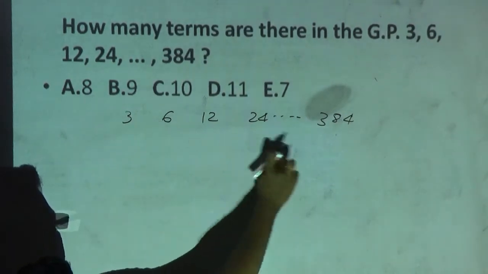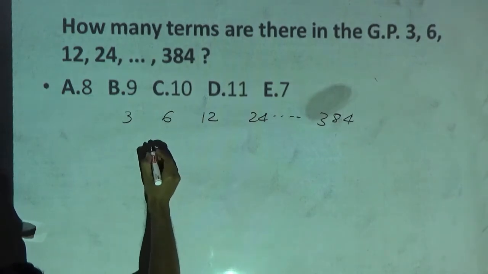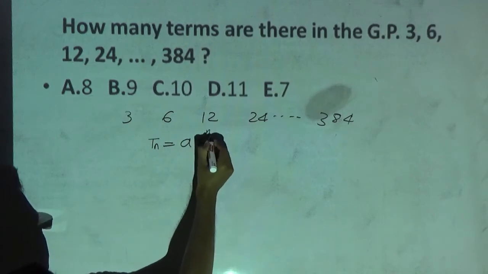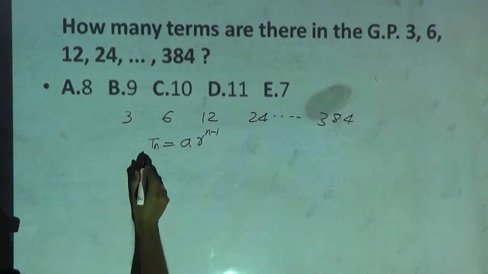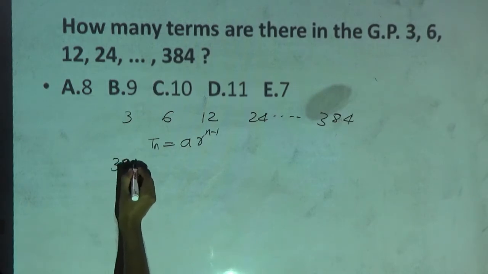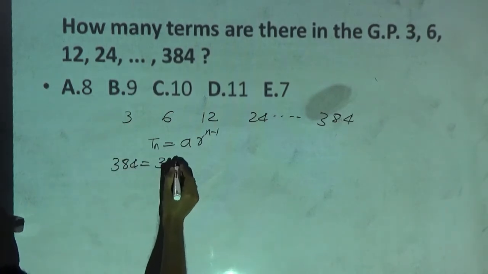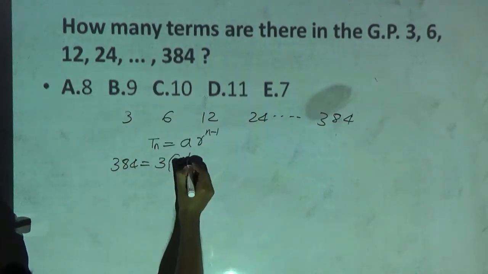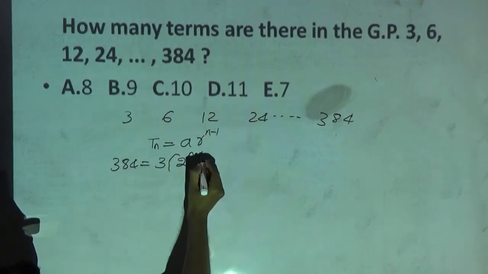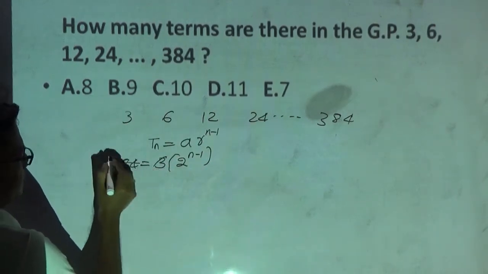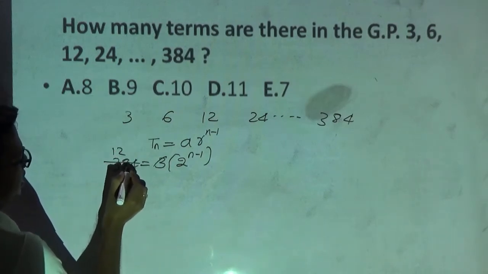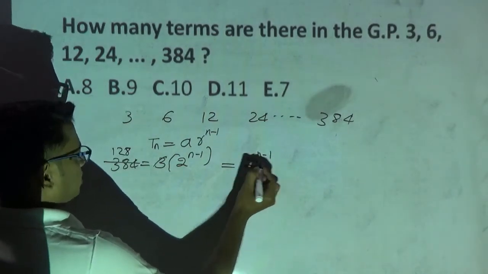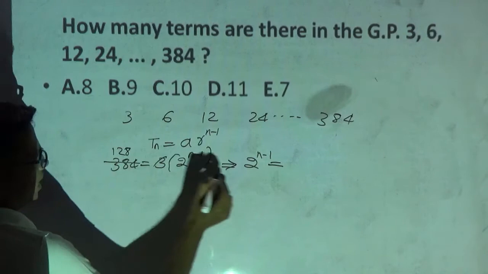Now, I need to find out how many terms are there here. I know the formula for a GP: the nth term, Tn, is given by A into r to the power of n minus 1. The nth term here is 384, which equals A, the first term, 3, into r, the common ratio, 2, to the power of n minus 1. N, how many terms, I don't know; that is what I need to find out. 3 into 2 to the power of n minus 1 equals 384, so 2 to the power of n minus 1 equals 128.